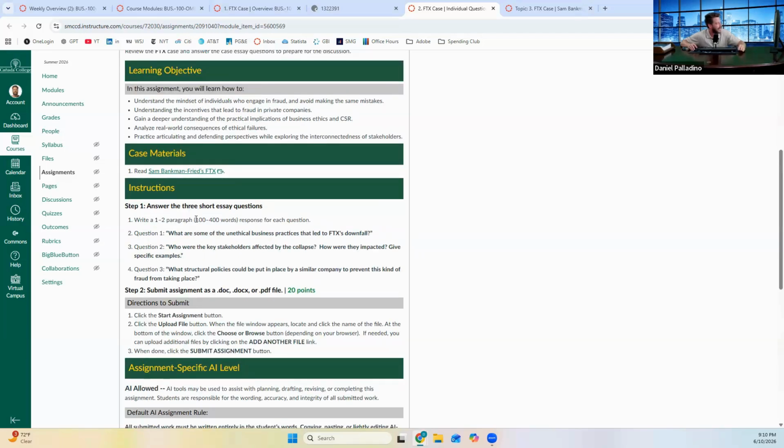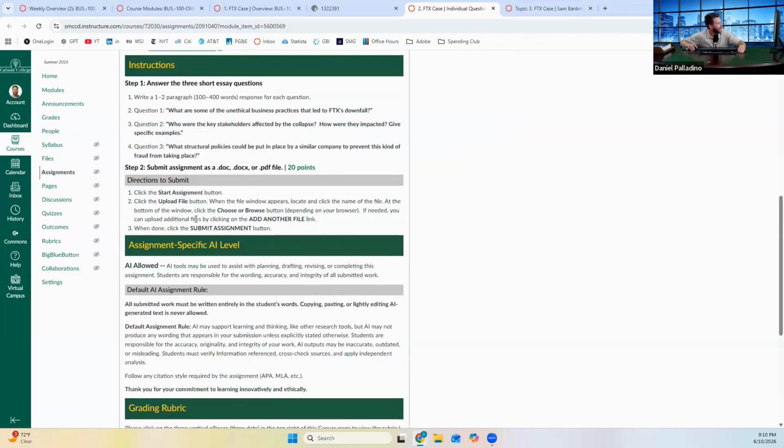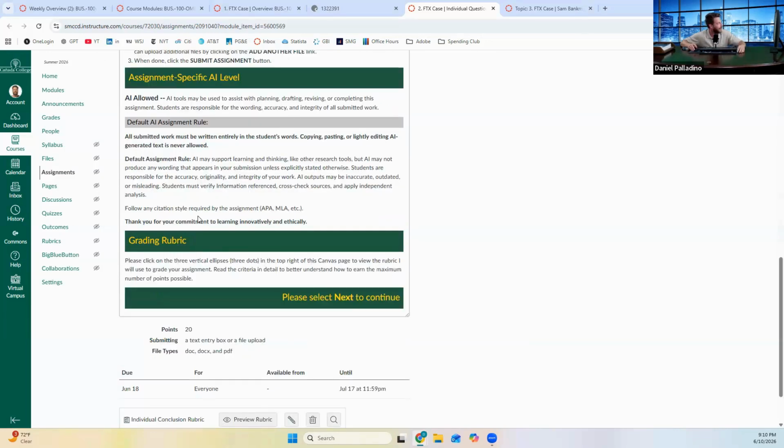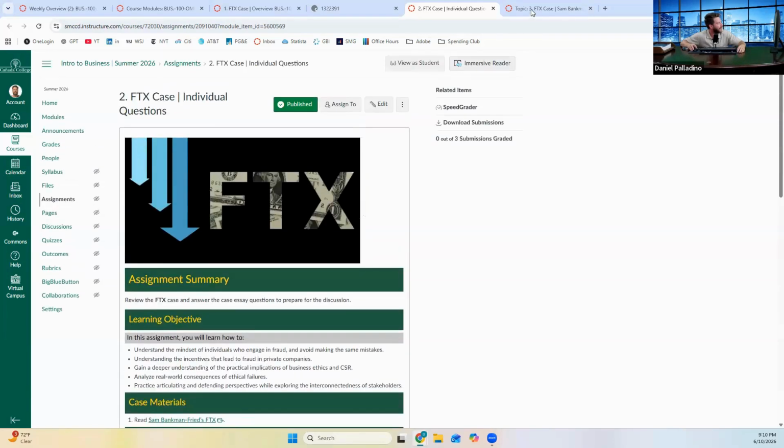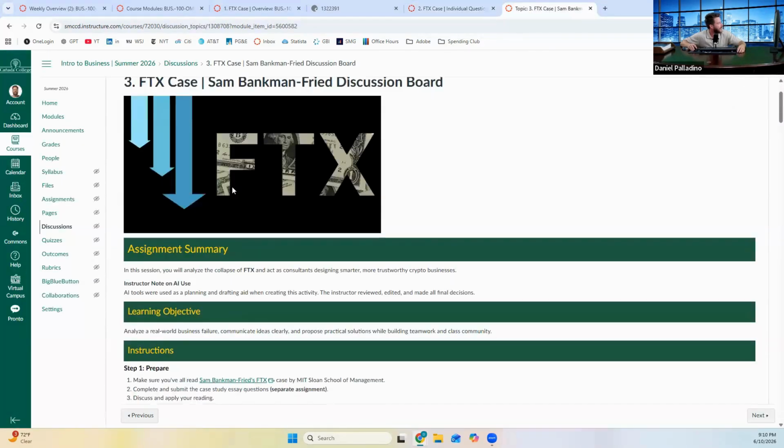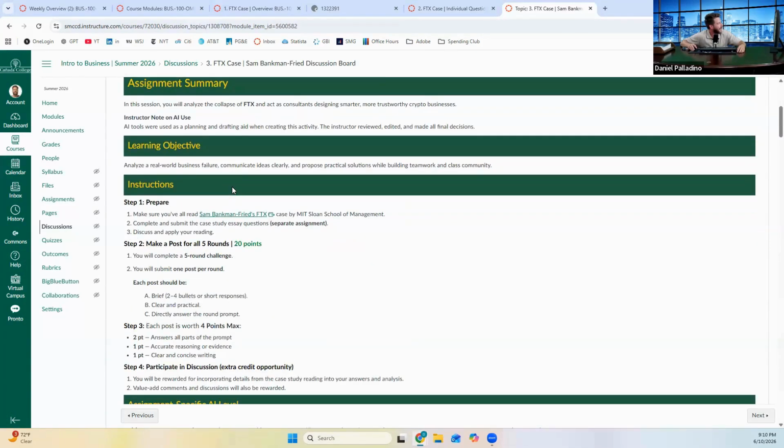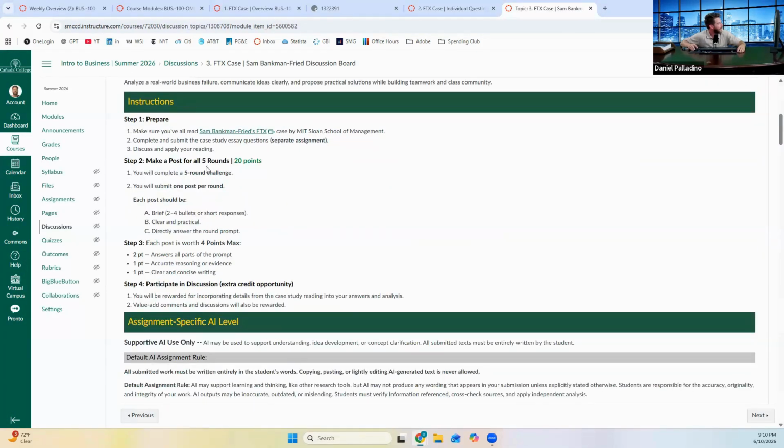This will be our longest writing assignment of the semester. So longest reading, longest writing. I know I'm throwing a lot at you up front, but just be prepared for that. Then you go to the discussion board to write your personal write up. There are going to be 5 rounds here, so it's a 20-point assignment with 5 rounds. There are 4 points for each round. You get 2 for just answering the prompt, 1 for being accurate and making sense, and 1 for clear and concise writing.